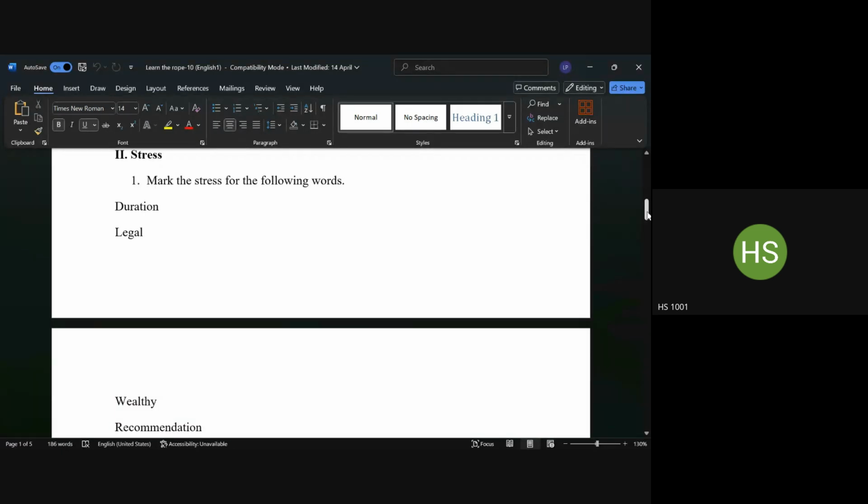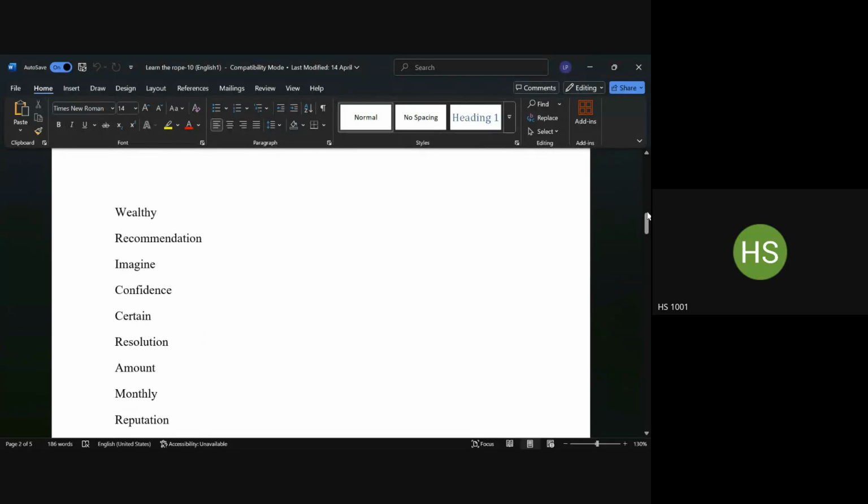Okay, and then the second one, legal. What kind of word is this, legal? This is an adjective. Legal is an adjective. It's a disyllabic adjective and it's marked on the first syllable.